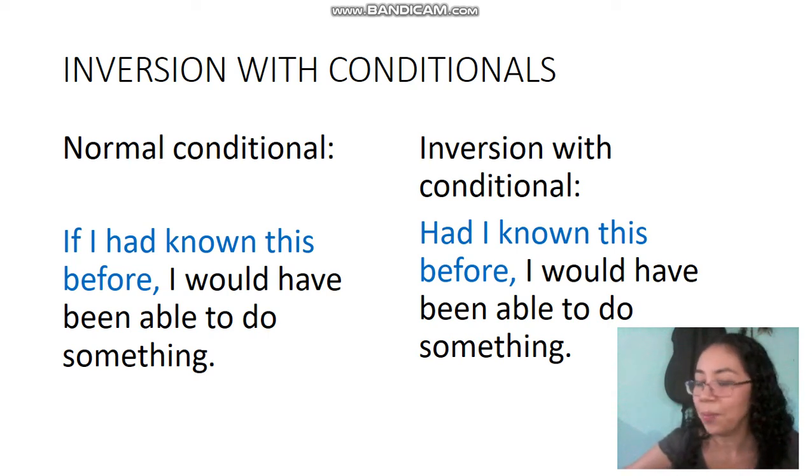So, for example, you can use this when you are maybe really angry or you want to give yourself a little bit more importance about a situation in the past that you were not able to change. Had I known this before, I would have been able to do something. For example, had I studied this before, I wouldn't have failed my exam. Oh, had you come to me earlier, I would have helped you, for example. This is for emphasizing a bad situation and maybe what you could have done about it.